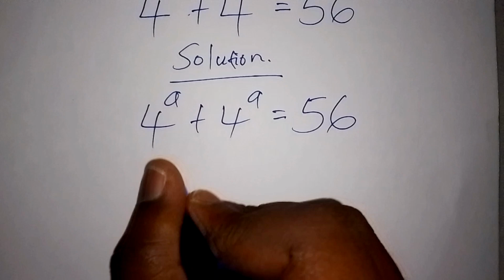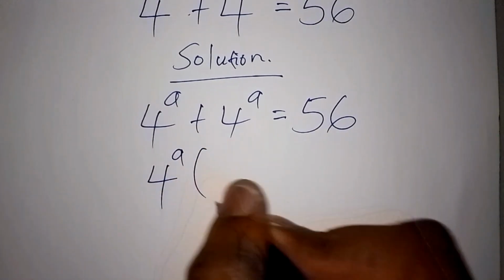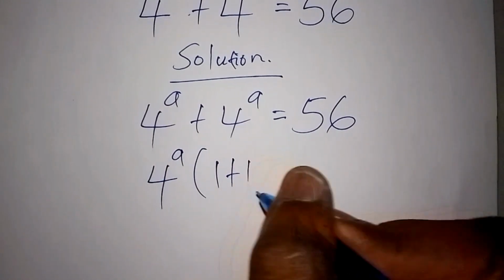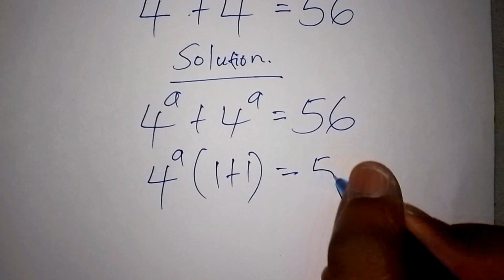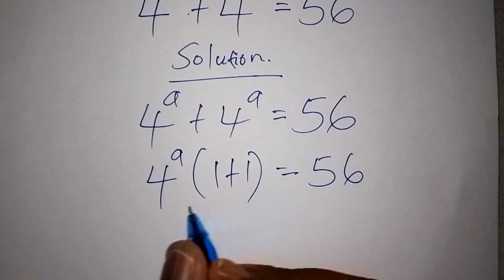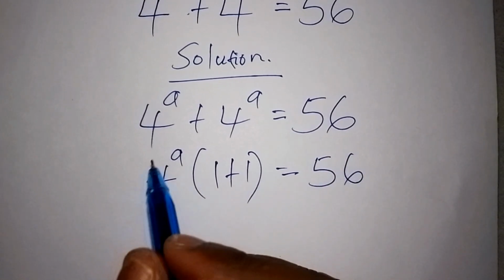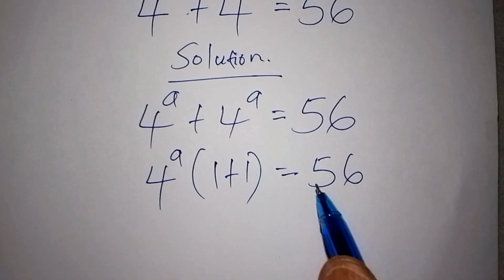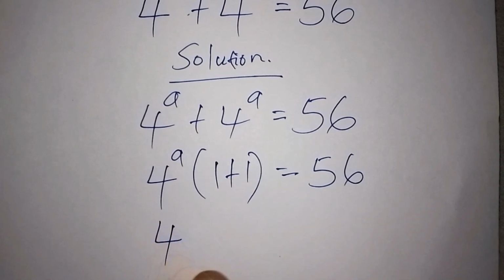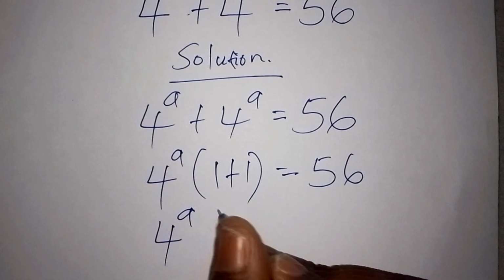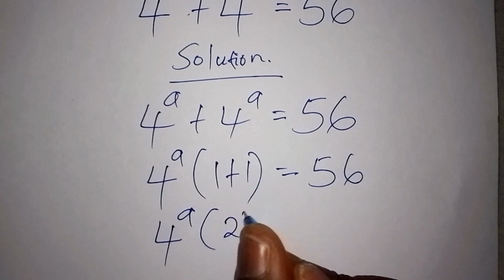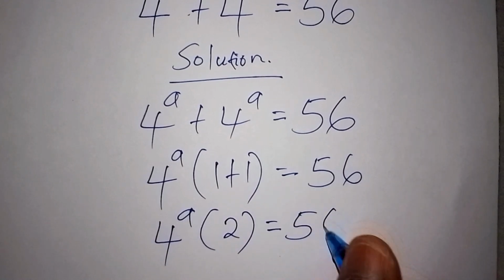So let's now start with the factorization. 4 to the power of a times (1 plus 1), close the bracket, is equal to 56, such that when we open the bracket, we end up with 4 to the power of a plus 4 to the power of a. So the next step is working out the bracket. So we have 4 to the power of a into the bracket 1 plus 1 is 2, is equal to 56.